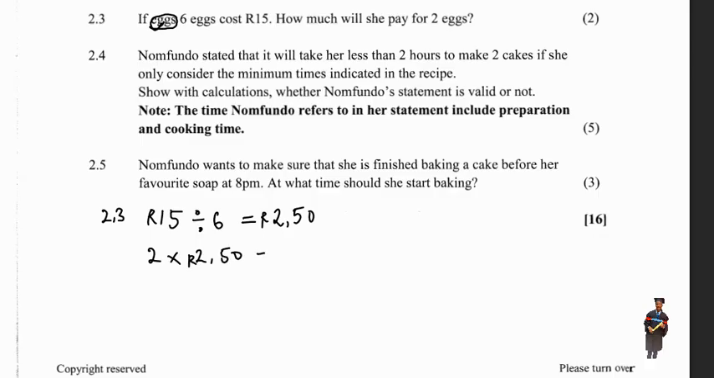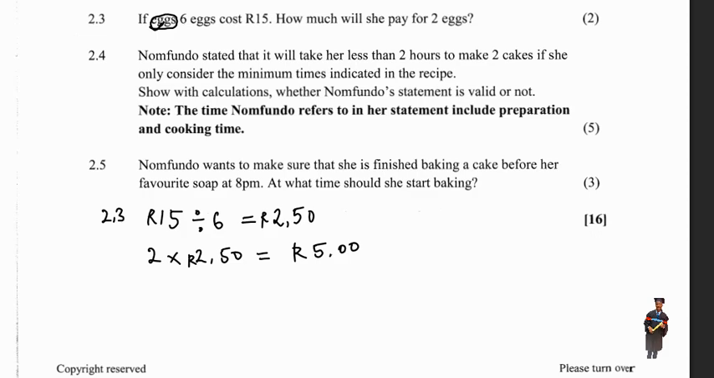All right, which will then give us 5 rand. 2x will cost 5 rand. You see, that is one way that we can approach it. Or another person can use cross multiplication.